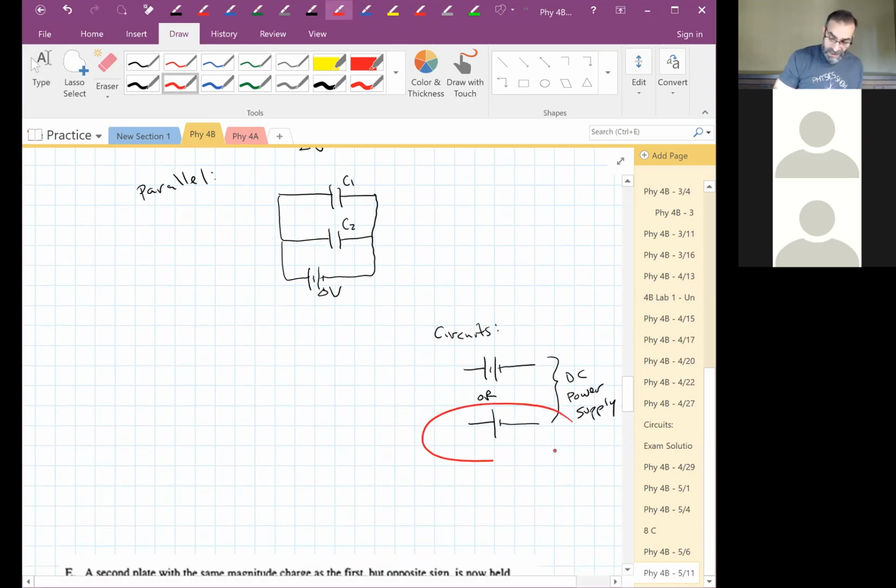Usually I draw it like this, but you just have to be careful because if you get a little sloppy, this starts to look an awful lot like that. And one of those is a capacitor and one of those is a battery. So you have to be careful when you only draw it with one segment like that. Our capacitor, of course, is parallel plates, like a lot of capacitors are. And our resistor, okay.